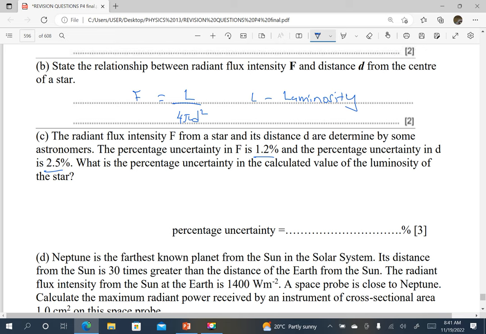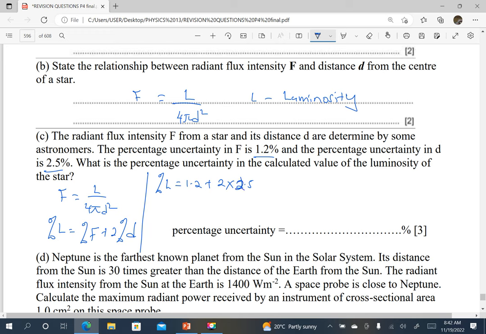This would be a question of AS, but I will just bring it here for completeness. It is in errors and uncertainties. So the radiant flux intensity F is given by the luminosity over 4 pi times d squared, where d is the distance. We want the percentage uncertainty of the luminosity. So I'm making L the subject, and since we know uncertainties from AS, the percentage uncertainty in L should be equal to, because this will be multiplication, the percentage uncertainty in F plus twice the percentage uncertainty in d, because d is squared. When you substitute, the percentage uncertainty in the luminosity is that in F, which is 1.2, plus 2 times that in d, which is 2.5.